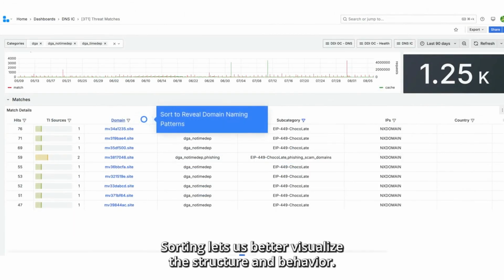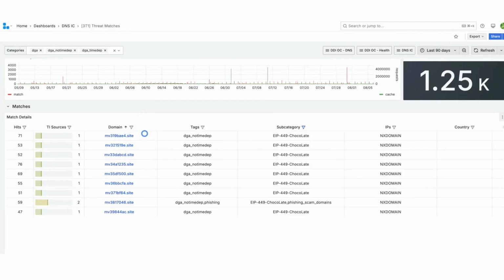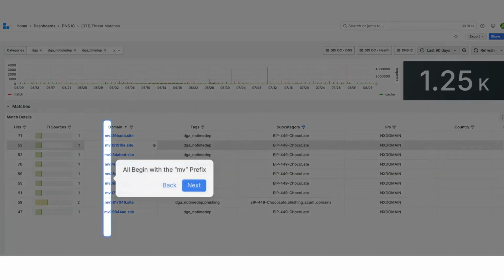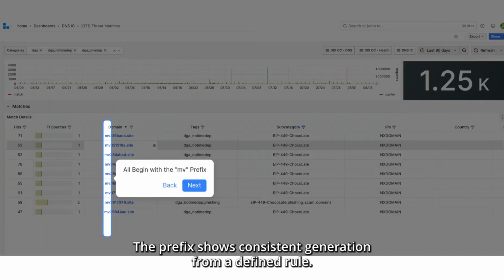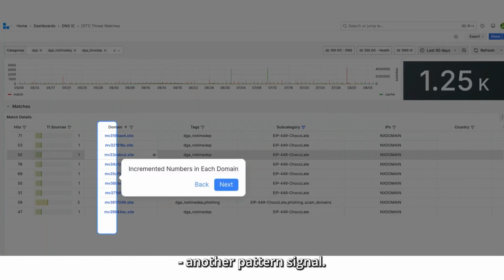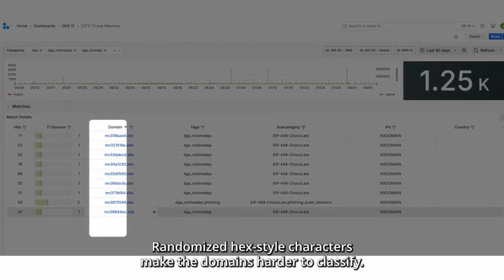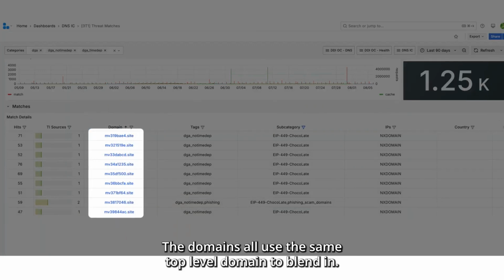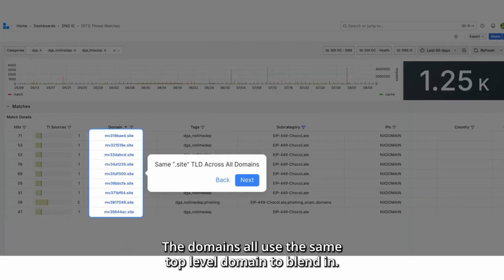Sorting lets us better visualize the structure and behavior. A recognizable naming pattern reveals the DGA's automation logic. The prefix shows consistent generation from a defined rule. Each name includes an incremented number, another pattern signal. Randomized hex-style characters make the domains harder to classify. The domains all use the same top-level domain to blend in.